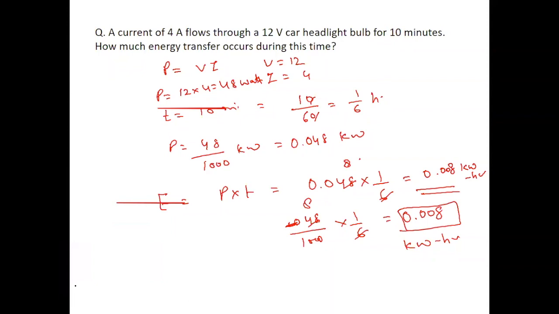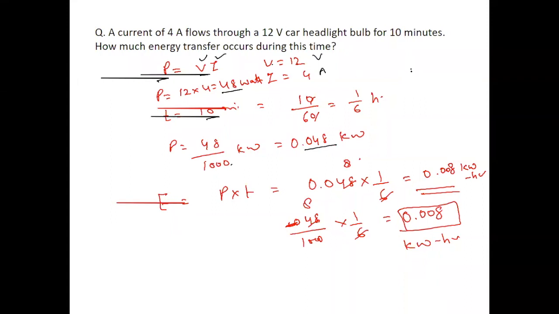I'll change the color of the pen. So P, we know that, is VI. Voltage is given, I is given. Voltage is 12 volt, I is 4 ampere. And then we can calculate 48 watt. And if we convert 48 watt into kilowatts, 48 divided by 1000, so 0.048.